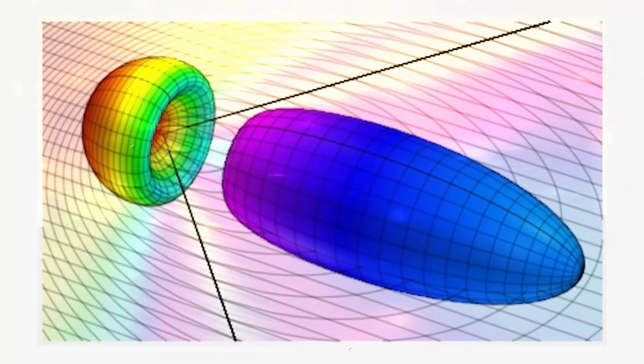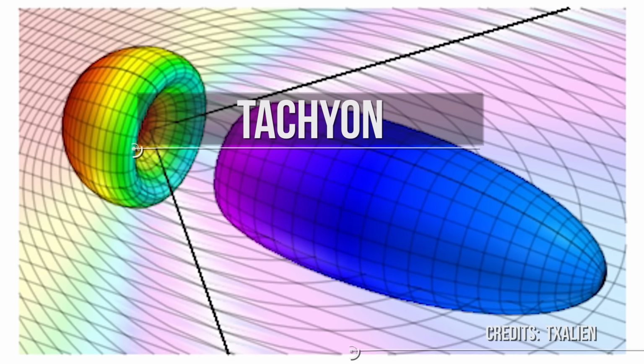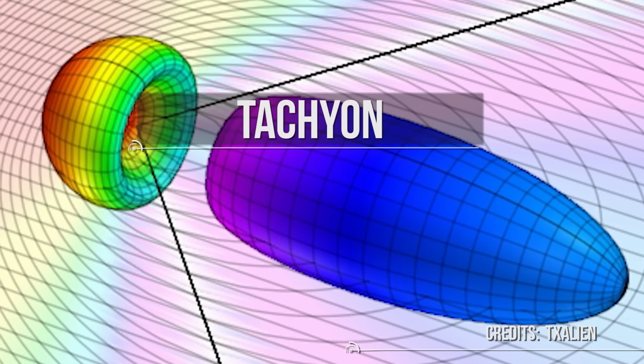Actually, special relativity does not forbid the existence of particles that can travel at speeds faster than light. And there's a theoretical subatomic particle known as the tachyon, which might spend its life traveling faster than the speed of light. However, it's still hypothetical.